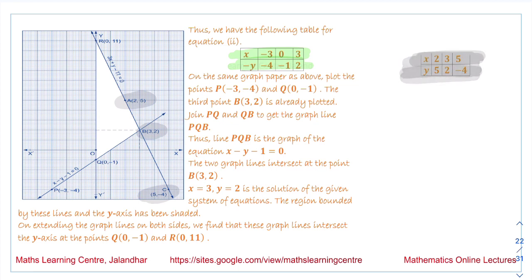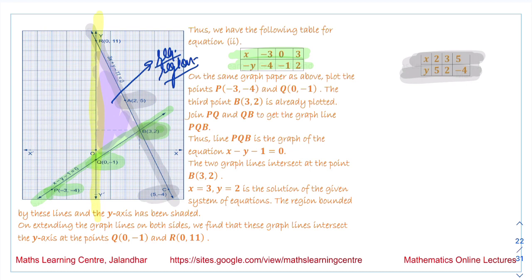Corresponding to the second equation, we have the points minus 3 comma minus 4, 0 comma minus 1 and 3 comma 2. These are the 3 points we have. When we join these 3 points, this is the line corresponding to equation 2 and this is the line corresponding to equation 1. This region we are talking about is the required region. Required region means the region should be between these two lines and the y-axis. This is our y-axis. So this region over here is the required region we are talking about.